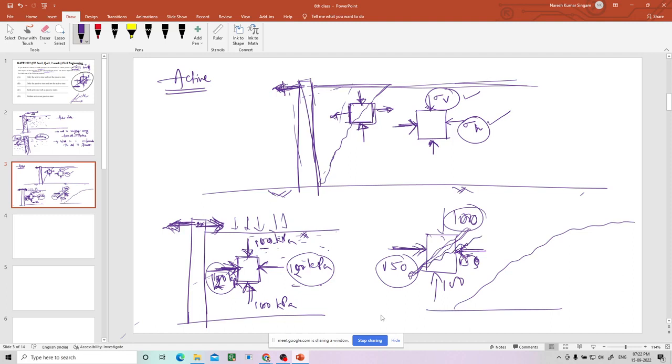But the change happens only in sigma h. That is one thing. And the second thing is, whenever this wall is moving this way, sigma h will increase. Whenever the wall is moving in this direction, sigma h will decrease. That's it. But finally the element is in compression only, on all sides. That is what you have to remember.